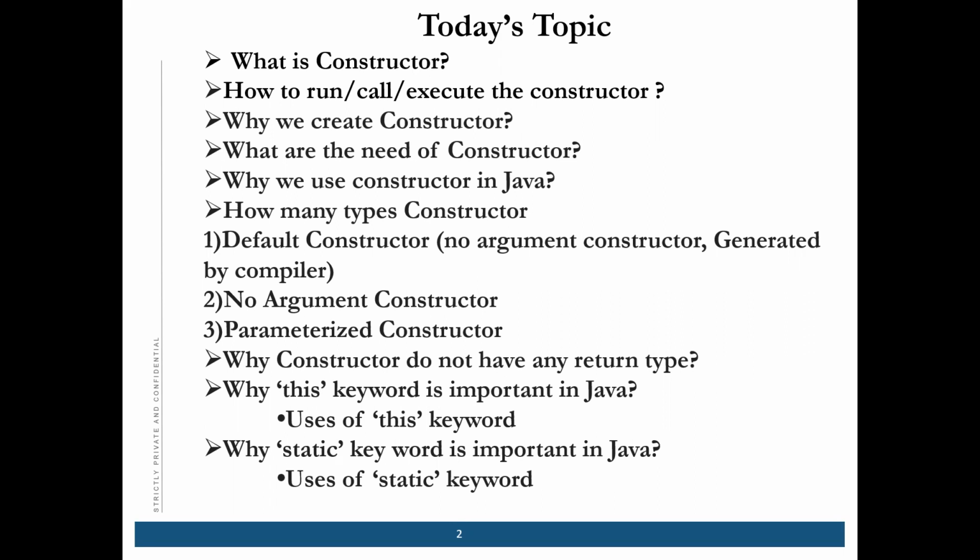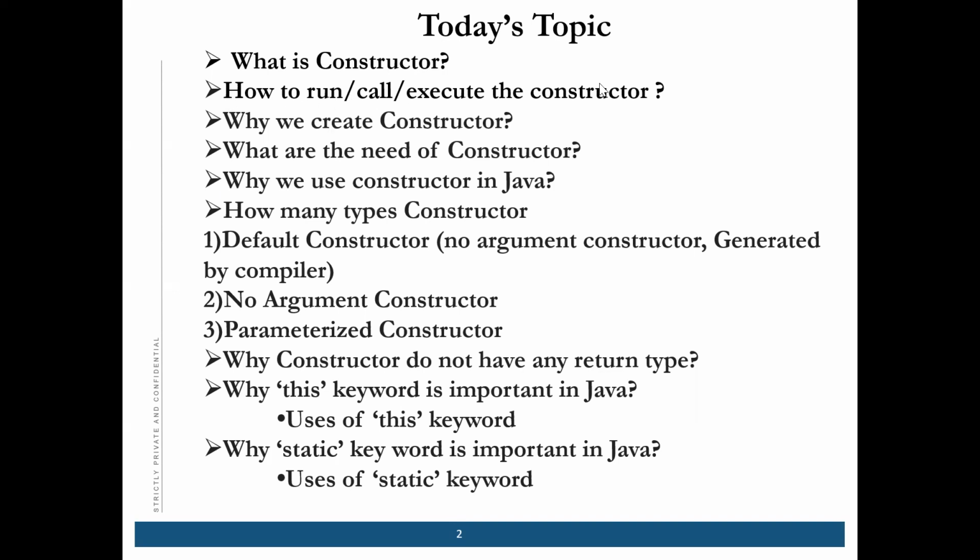How we create constructor? Constructor is the same name as class. Correct. Same as class name, right? And it doesn't have any return type. It has no return type and only access modifiers. Okay. How many access modifiers constructor can have? Public, private, protected, default. Right.